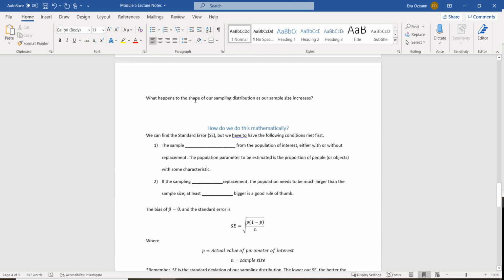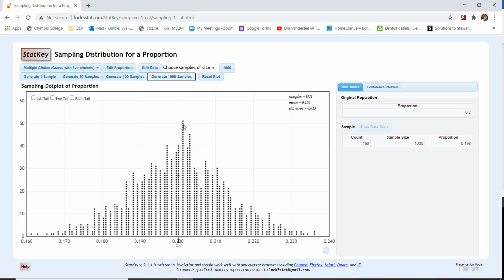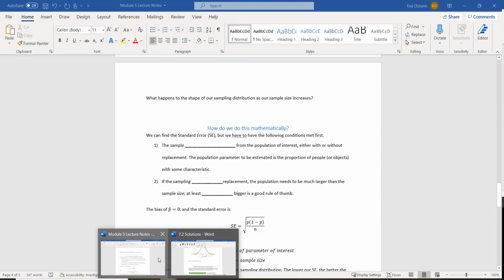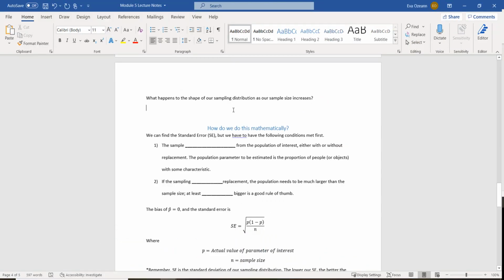Now the last question is, what happens to the shape of our sampling distribution as our sample increases? So if we look back at this, right here we have 1,111. And if we look at this, some of our samples are going to be a little bit smaller, some of them are going to be a little bit bigger, but look at that. What is that beautiful shape you see here? Oh yeah, that is the normal curve. So what happens is that our sampling distribution is going to take on a normal curve.